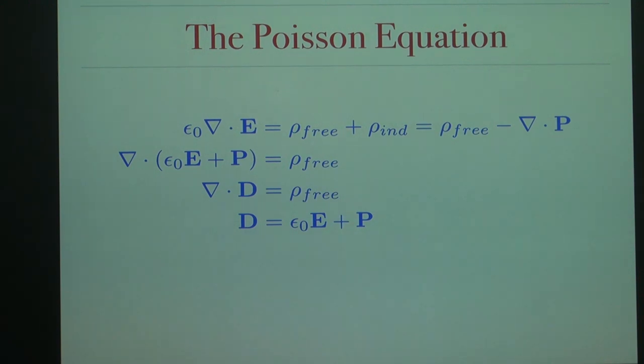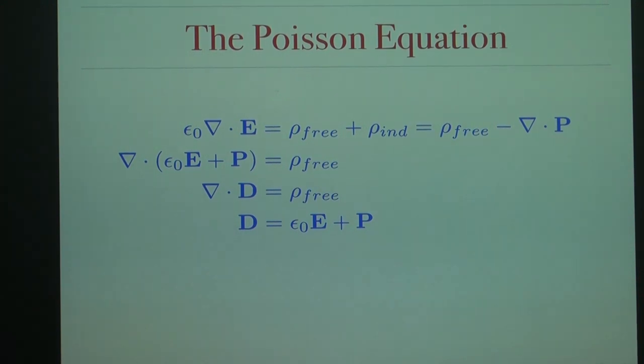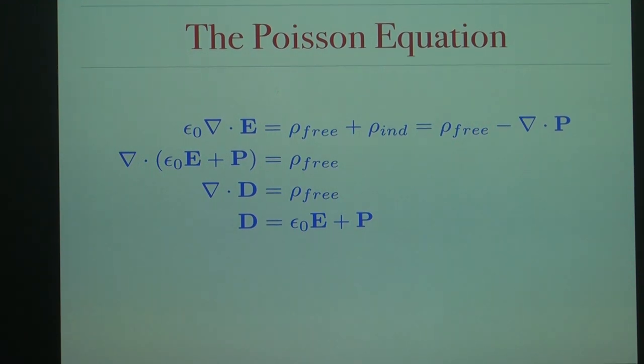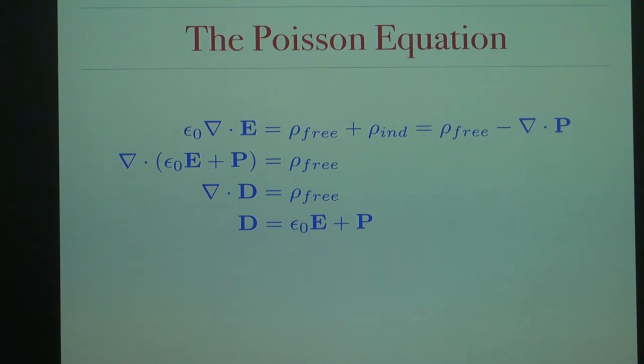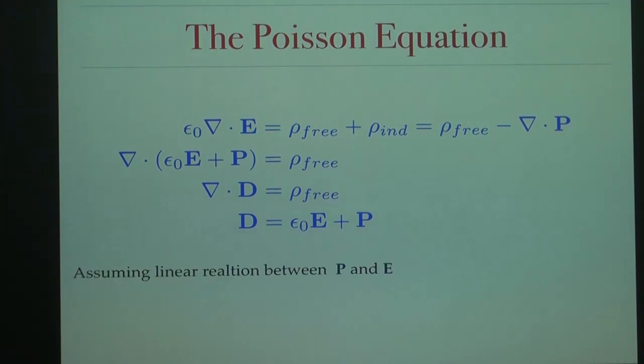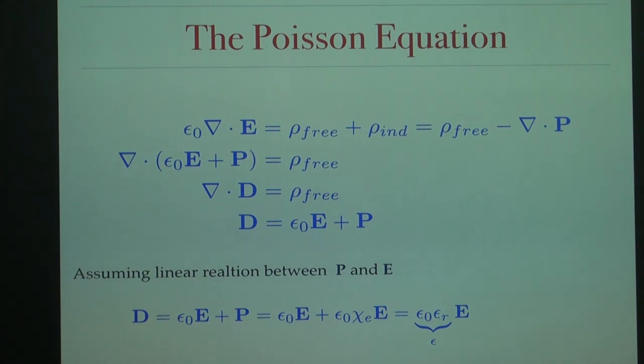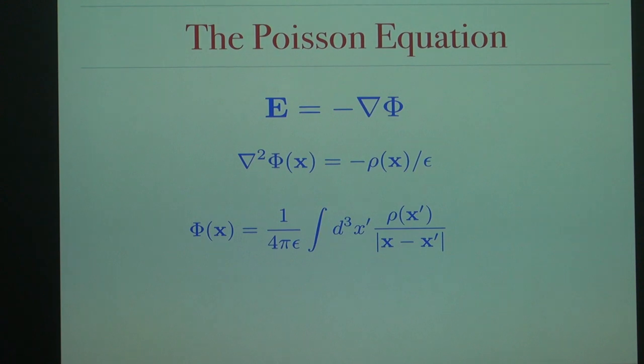If the medium is such that the polarization vector and electric field are related by a linear law, that is, if the polarization is zero when there is no electric field and is proportional to the applied electric field, then I can write that expression in that way, which brings me to the definition of the dielectric constant and its relation to the polarization vector. All right, so that is how it looks like.